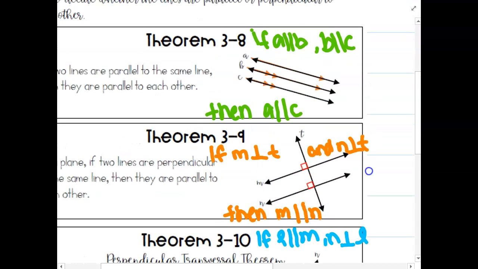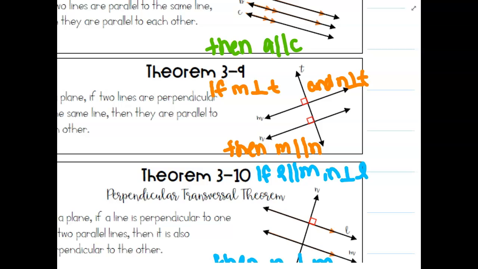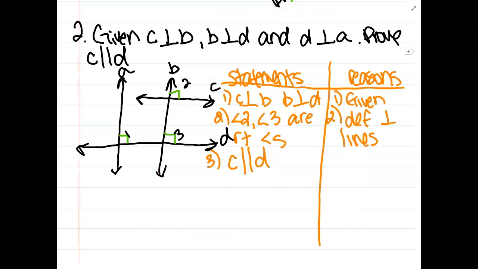Well, 3A was all the parallel lines. So it'd be this one, right? If I have two lines that both form 90-degree angles, then those two lines would be parallel.